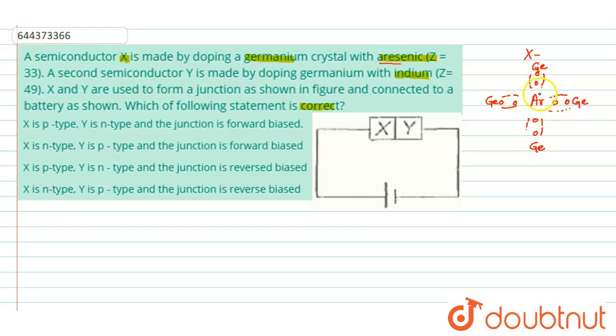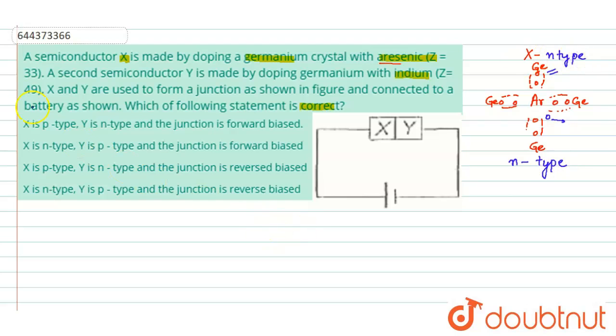Since this is a pentavalent impurity, it will have 1 extra electron. This electron will be free to move in the crystal. So for every atom of arsenic that you add into the germanium, there will be 1 increase in electrons. The majority carrier will be the negative charge carrier, the electron, so this will be n-type. So X is an n-type extrinsic semiconductor. Let's write here: X is n-type.